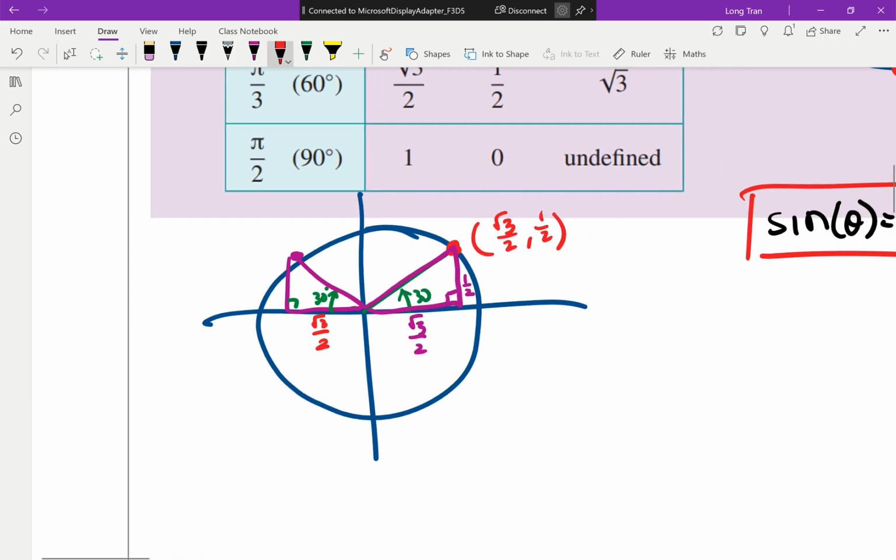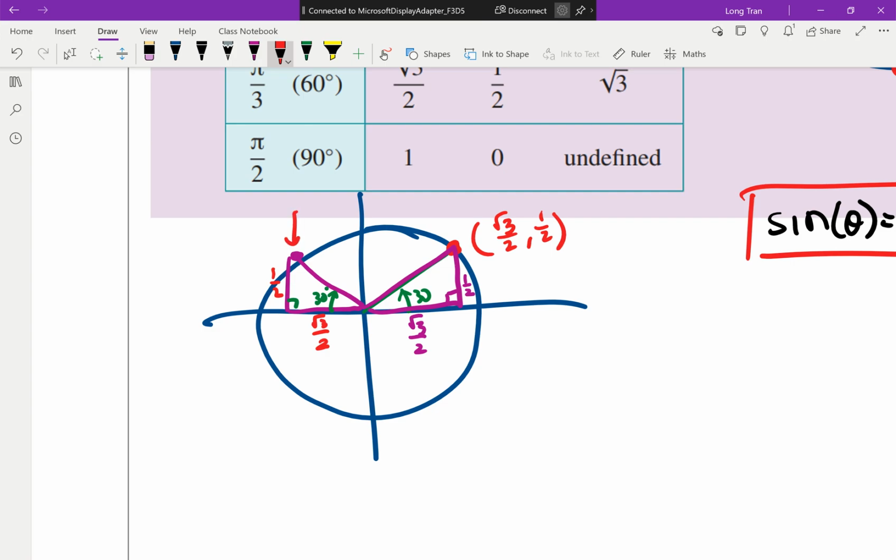Can you see that if I had the same triangle, this is what 14E is about. If you have the same triangle, but in this quadrant, just oriented differently, then the adjacent side is still root 3 on 2, and the opposite side is still half. If that is so, what is this coordinate right here? That's what 14E is trying to say.